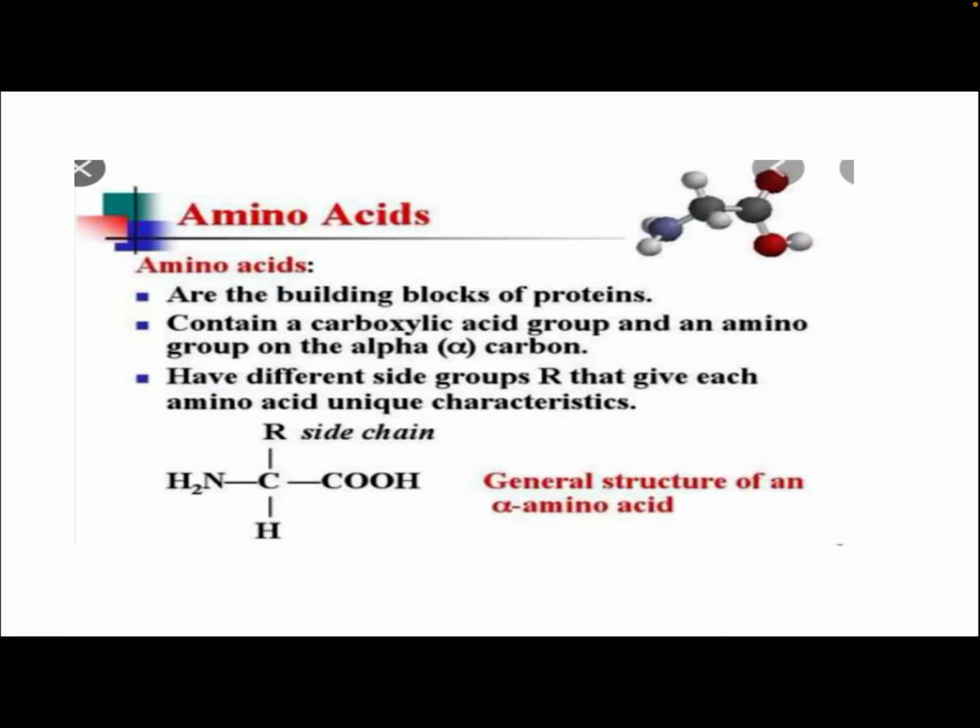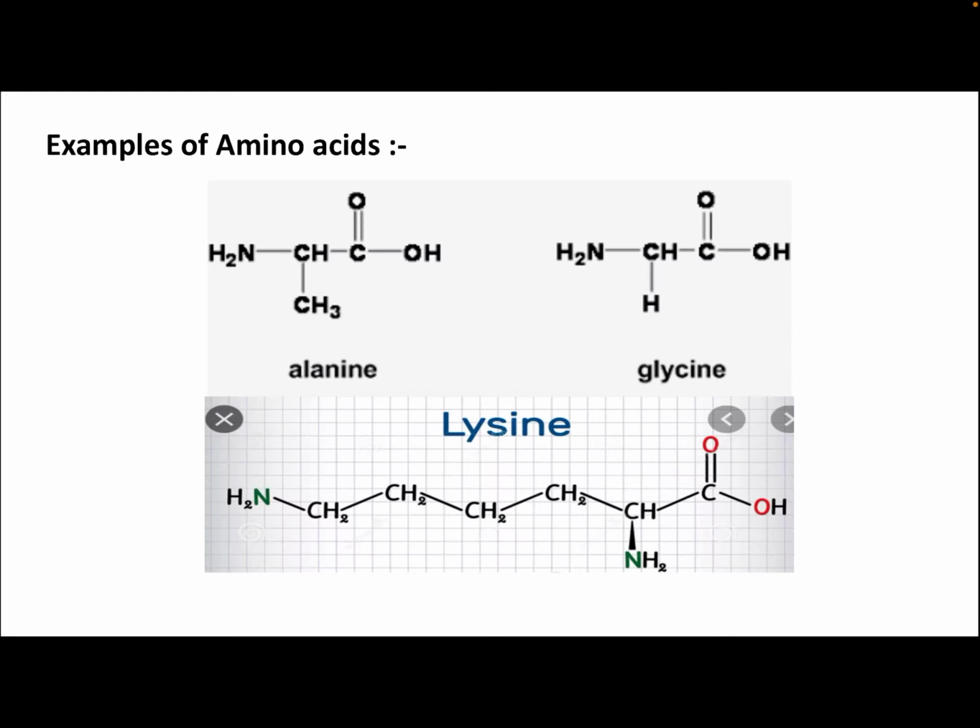Amino acids are building blocks of proteins. That means proteins are made of amino acids. It contains a carboxylic acid group and an amino group on the alpha carbon atom. The carbon next to the carboxylic group is known as the alpha carbon. Amino acids have different side groups R that give them unique characteristics. If R is different, then the amino acid will have a different name.